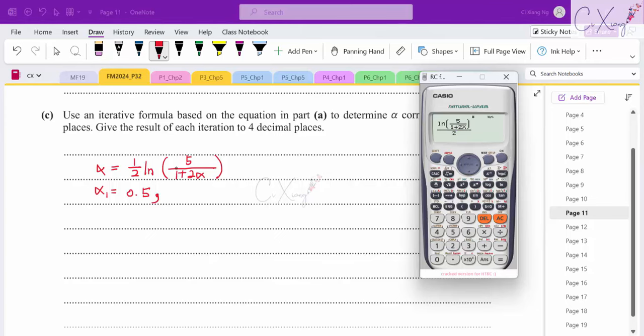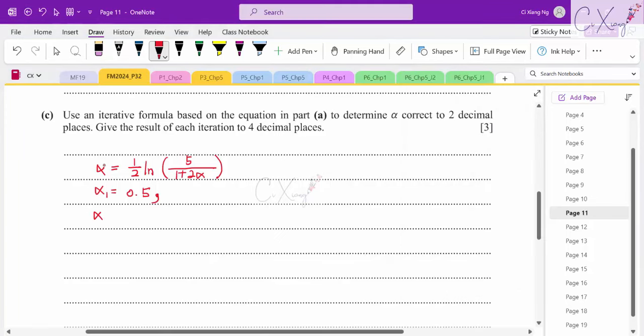When you write alpha equals to something, you key in the expression on the right. So this is an expression on the right. And now, when you want to input the first initial value, alpha 1, the first alpha is equal to 0.5. This is what I decided from part B. Then I press CALC in my calculator, then I key in 0.5, then press the equal sign. Then this is the first value that you are going to get.